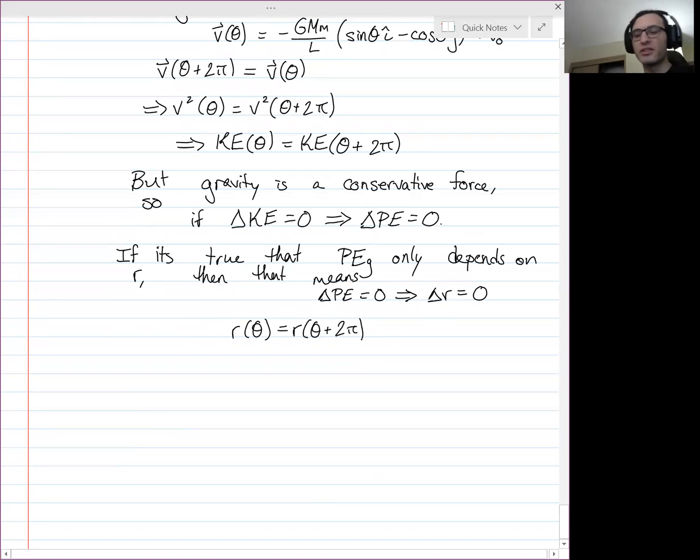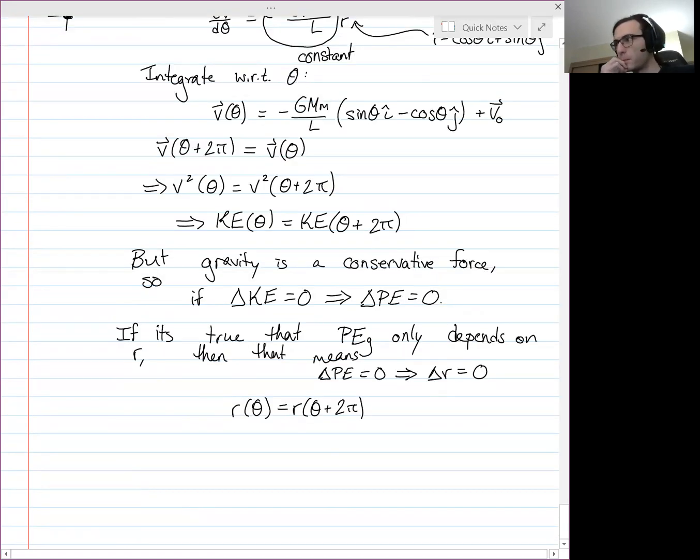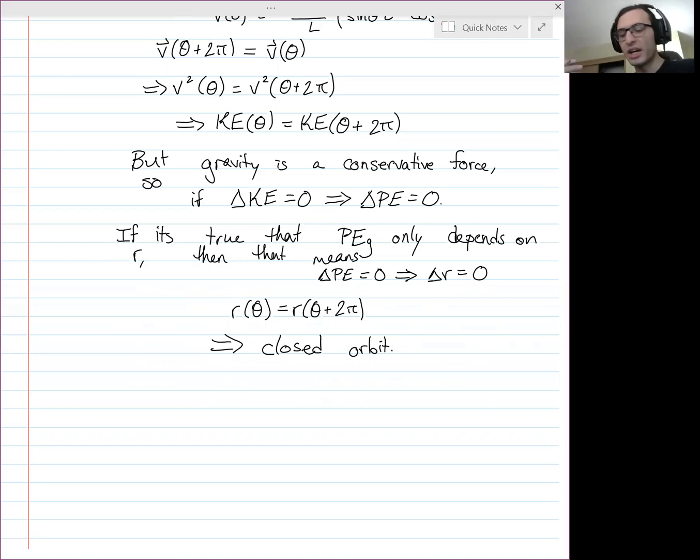And so that means that after traveling through 2 pi radians, you return to the same distance, and you have the same velocity vector, so you're going in the same direction. So it has to be a closed orbit, because your initial conditions are repeated, and so you have to be repeating yourself over and over again. Now, so that's the proof.